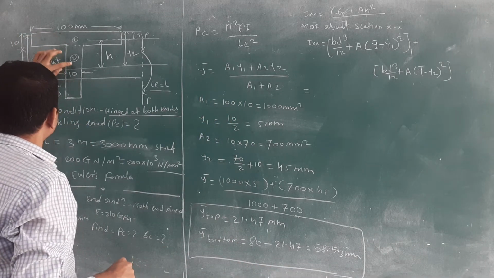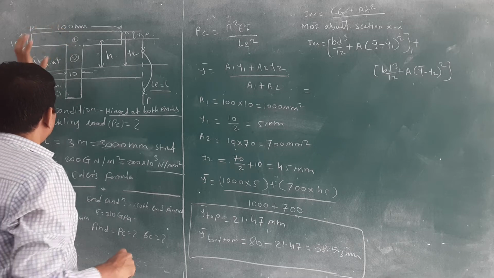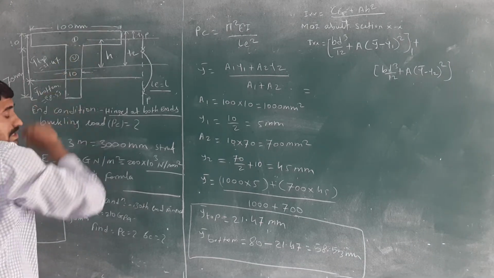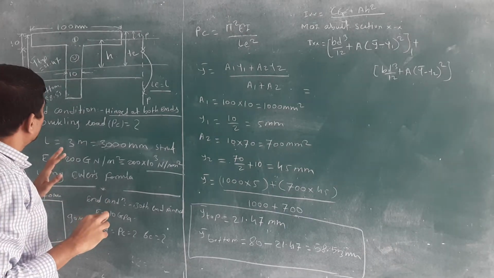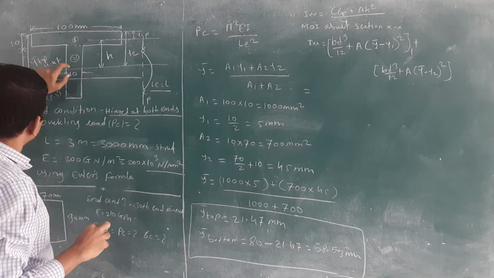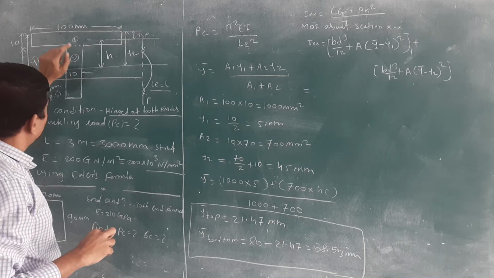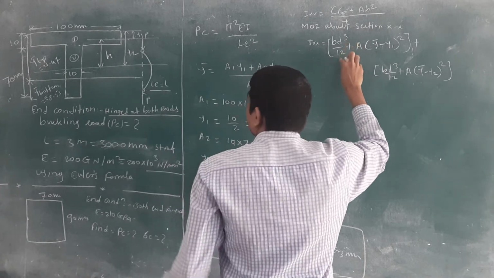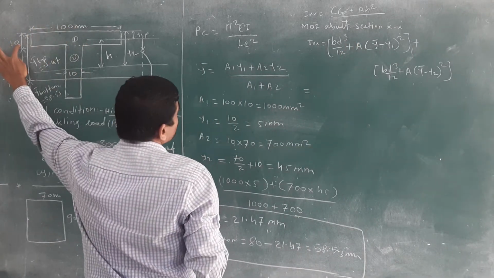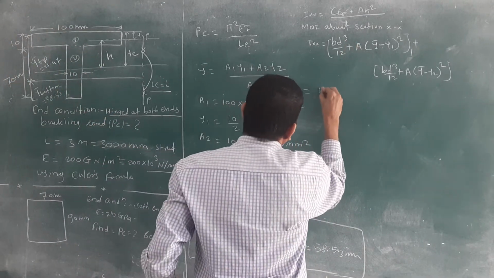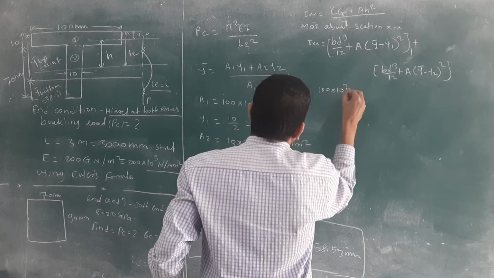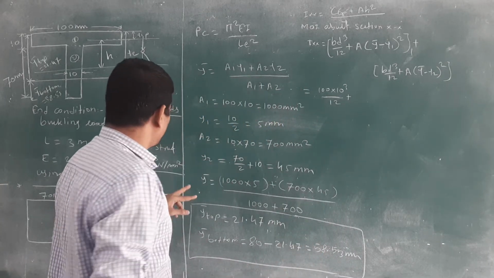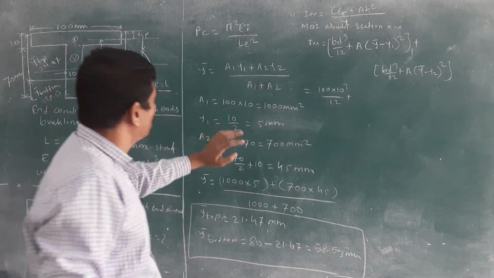Don't change this component. If you have once considered that component, this is the first and this is the second, keep it as it is. Don't change. Okay, if you are just starting, you can change. This is the first and this is the second. But if you have considered once, then don't change. Then bd cube divided by 12. What is the b? 100. What is the d? 10 is there. 100 into 10 cube divided by 12 plus what is the area of the first part? We have calculated 100 into 10.